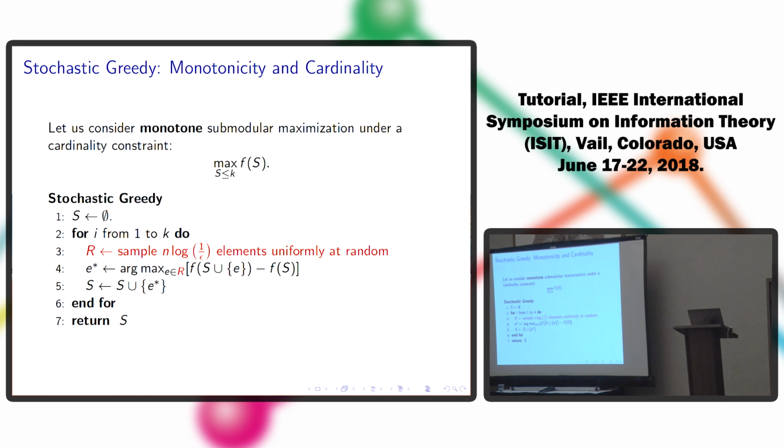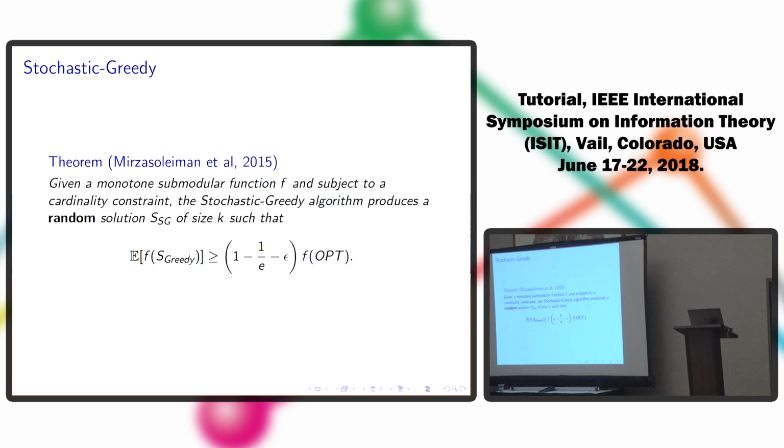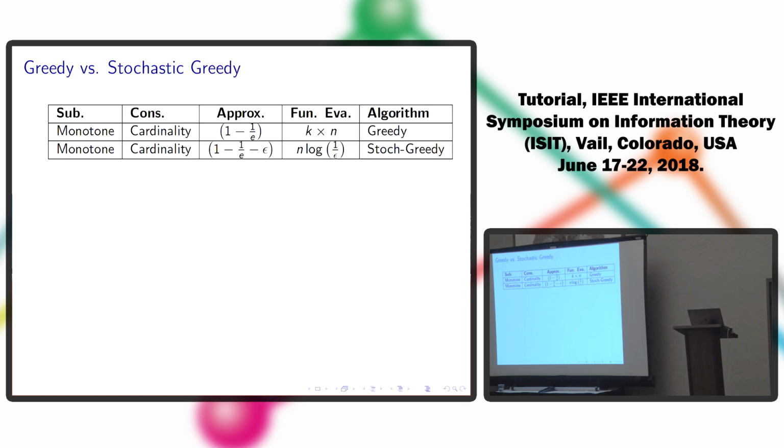The question is, what is the approximation guarantee? It turns out that for this very simple randomized algorithm, the approximation guarantee is 1 minus 1 over e minus epsilon. It's tight. The usual greedy algorithm gives us 1 minus 1 over e, but the total number of function evaluations is going to be k times n. This simple algorithm gives us 1 minus 1 over e minus epsilon, but the number of evaluations is going to be independent of k.